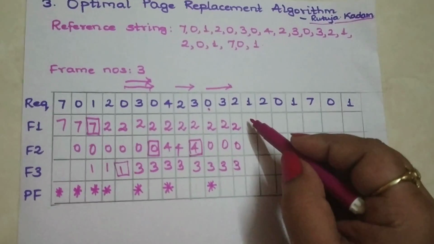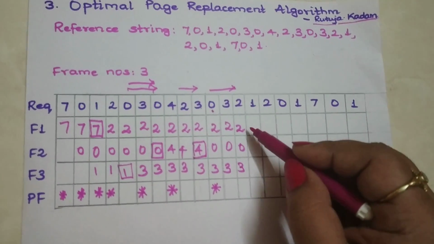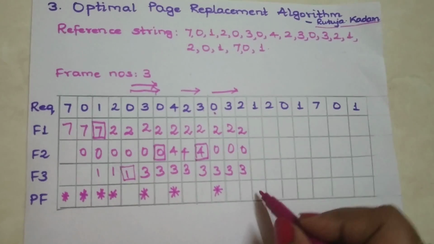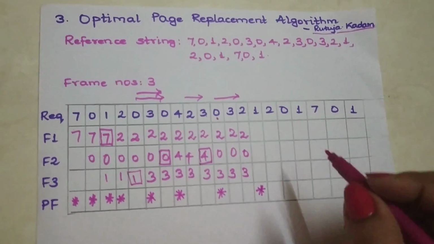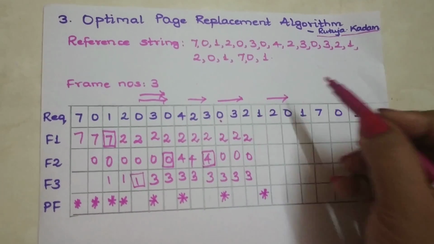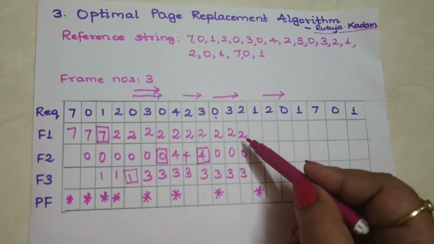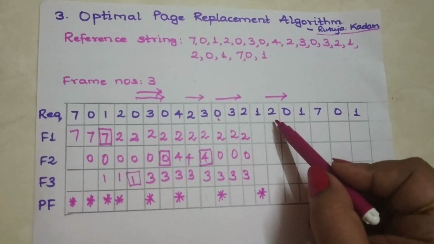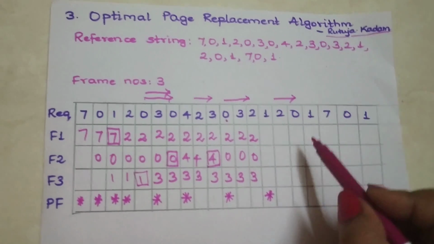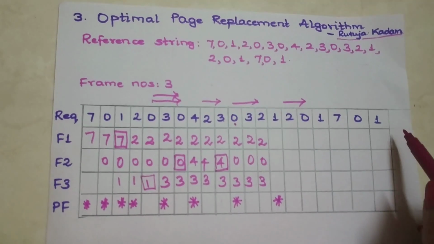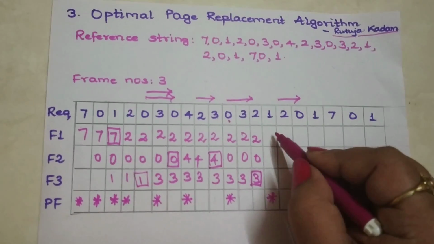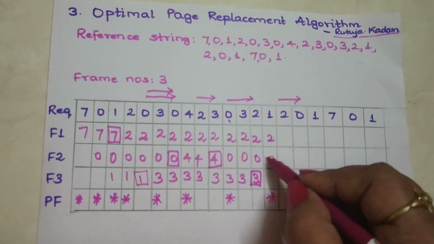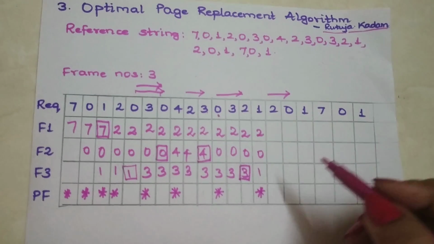Then comes 1. So 1, check the frame contents. Is 1 available? No. Then that is a page fault. Now which page to be replaced using optimal algorithm? So check this side. Which contents to check? 2, 0, 3. 2 is coming immediately, 0 is coming immediately, 3 is not coming anywhere in the string in future. So this 3 can be replaced. So 2, 0, 1. Right.